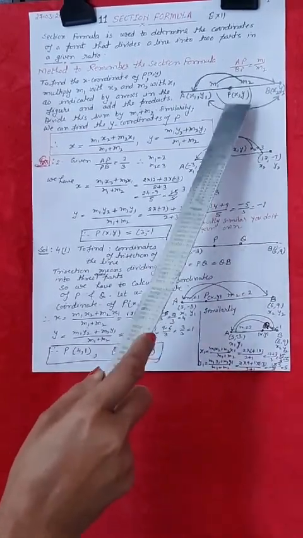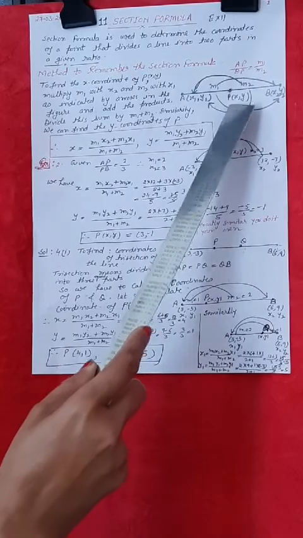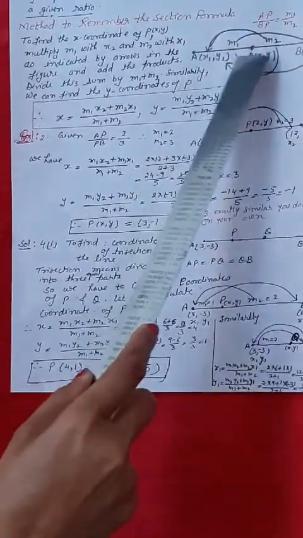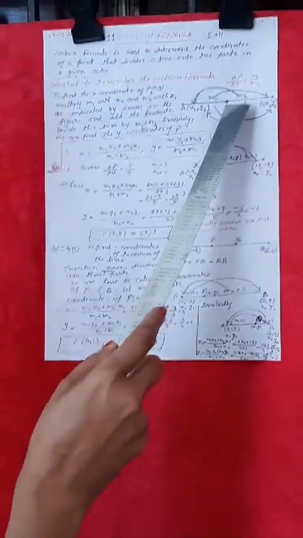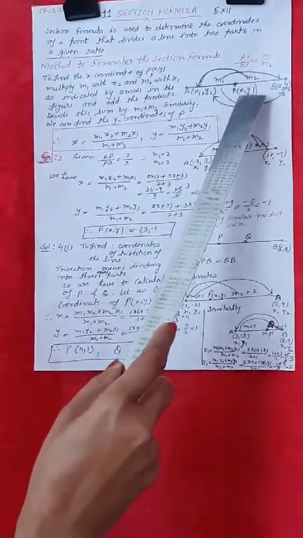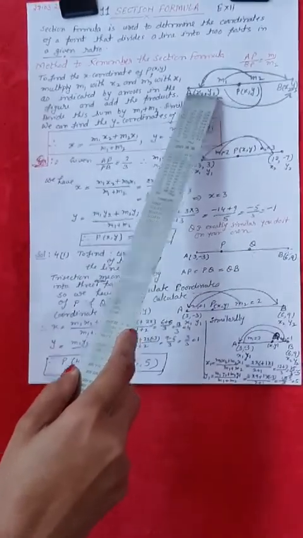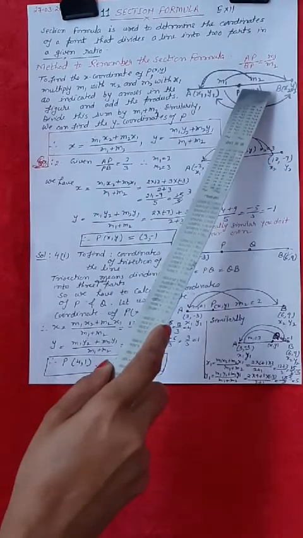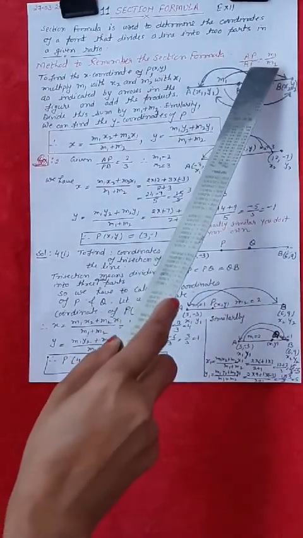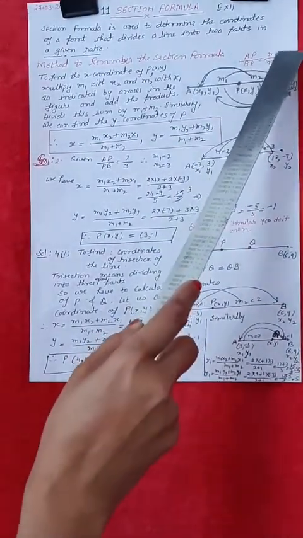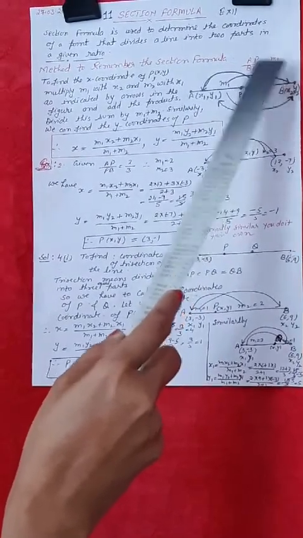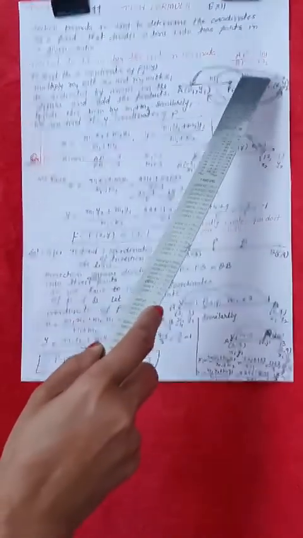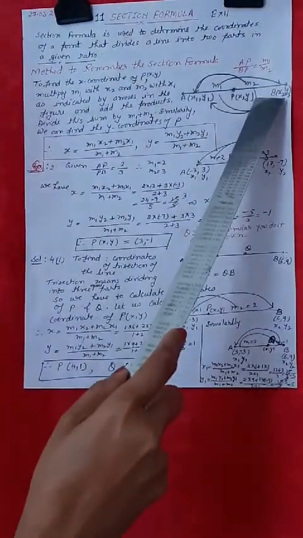So, let us say the coordinate of P is x, y. As I told you, this point P is dividing AB. So, P is dividing in what ratio? See, AP ratio PB. Let us assume that AP ratio BP is M1 is to M2. It means the ratio is M1 is to M2. So, how to get this division point?